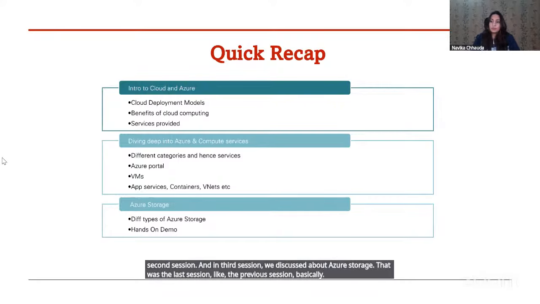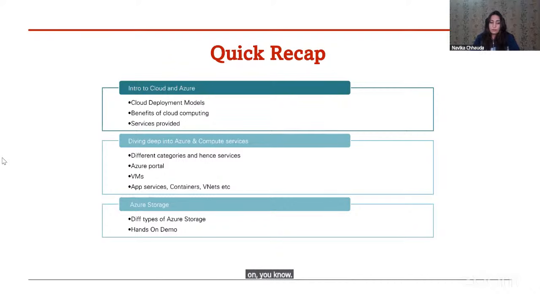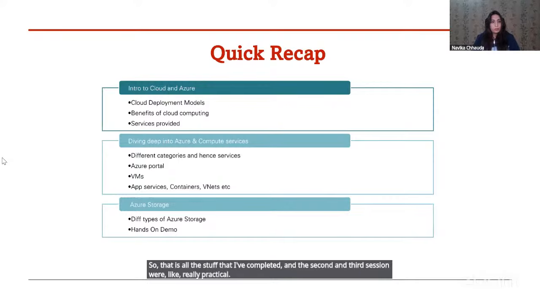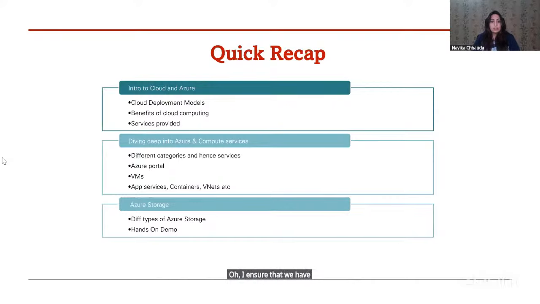We discussed about different types of Azure storage options. We did a hands-on demo of creating blob storage. And then we also created some shareable drives and stuff. So that is all the stuff that I've completed. And the second and third sessions were really practical. I ensured that we have hands-on demos so that you guys understand. All right. So all of that was covered.